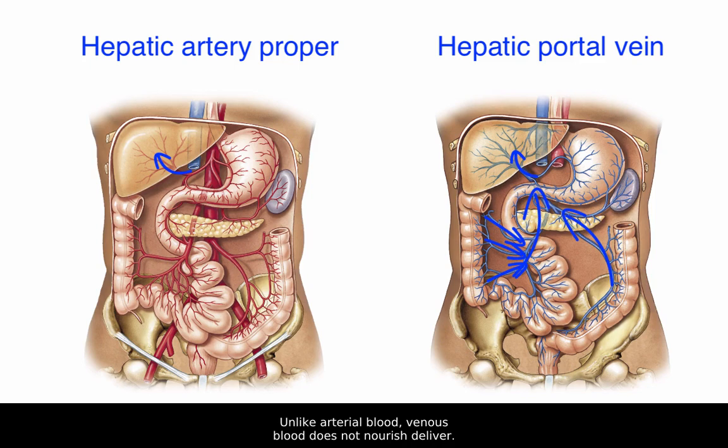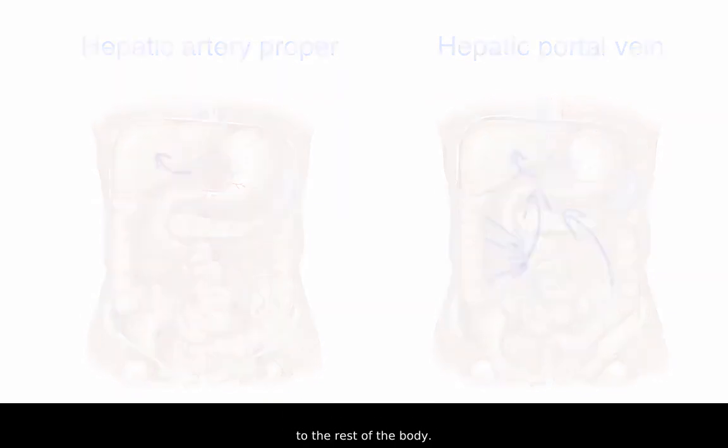Unlike arterial blood, venous blood does not nourish the liver. Instead, it allows the liver to receive and process newly ingested nutrients, as well as possible toxins or poisons, which may be metabolized here before distributed to the rest of the body.